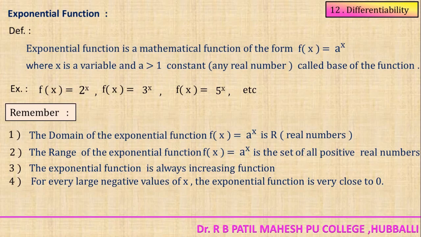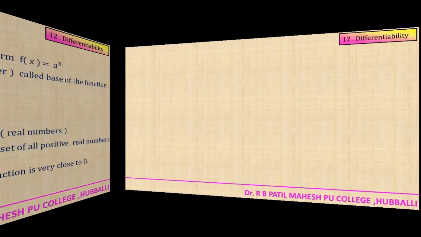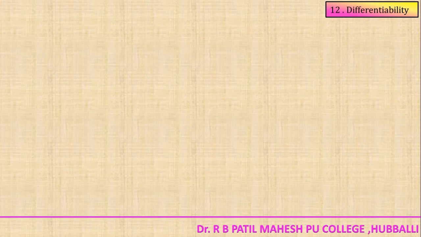I hope you understood the exponential function definition, the examples of exponential functions, what the domain is, what the range is, and what graph we get, always in increasing form. And then for large negative numbers, the function gives you a very small number, very close to 0.